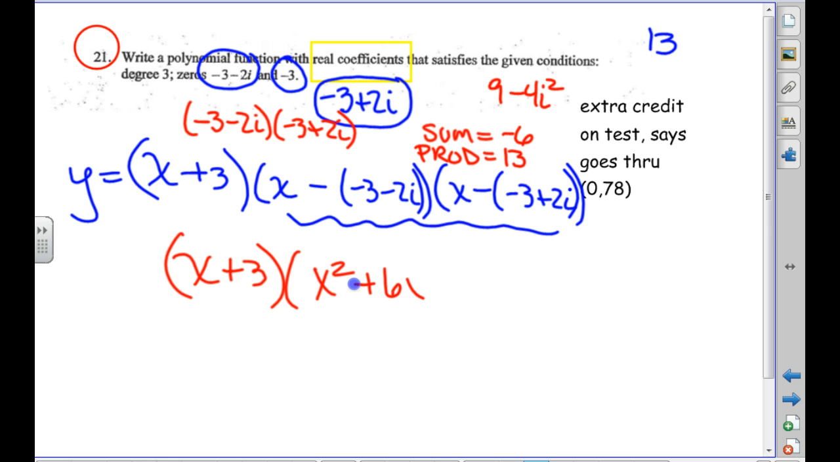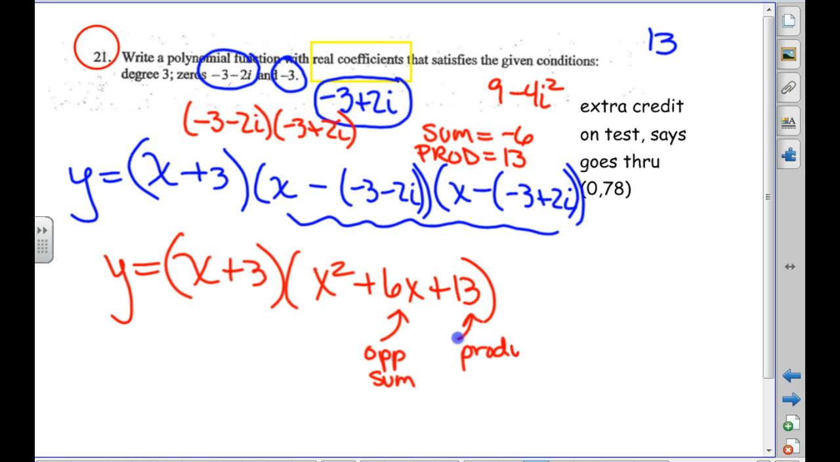Oh, x squared minus. Why did it become plus? Wait, what is it? No, it's not minus. It's always the opposite of the sum, okay? The opposite of the sum goes here. You have to change the sign, and the product goes here. Now, it has real coefficients. I'm up to a full point of extra credit, okay?